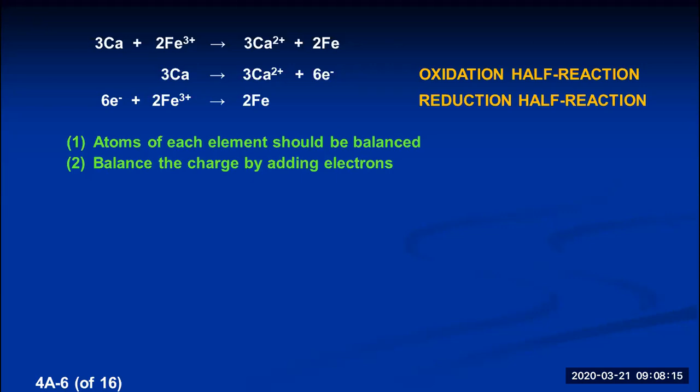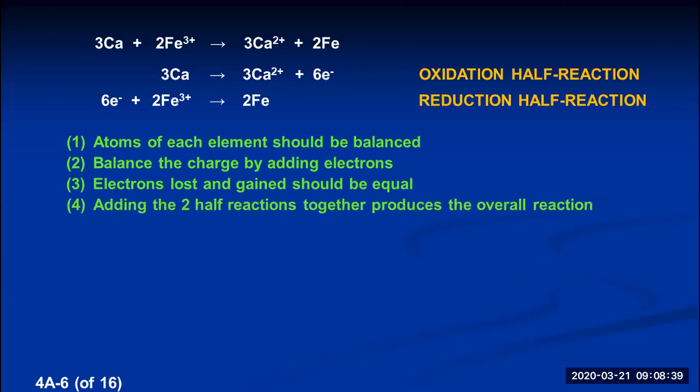So now if we take these 2 half reactions, the oxidation and the reduction, if we were to add them together, you would notice you have 6 electrons on the right side here, 6 electrons on the left side there, and they would actually cancel out. So electrons lost and gained should be exactly equal. So now that if you add these 2 reactions together, the 6 electrons will cancel out, and you're going to get the exact reaction at the very top. So adding the 2 half reactions together produce the overall reaction. Any oxidation reduction reaction can always be broken down and written as the sum of an oxidation half reaction and a reduction half reaction.